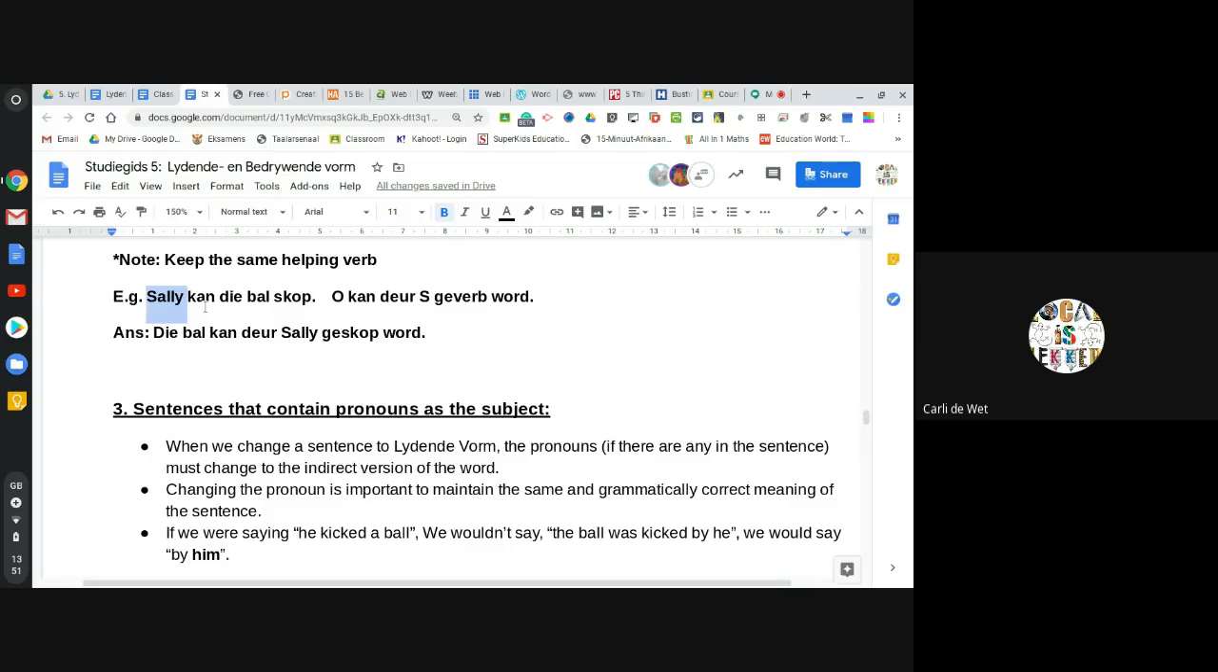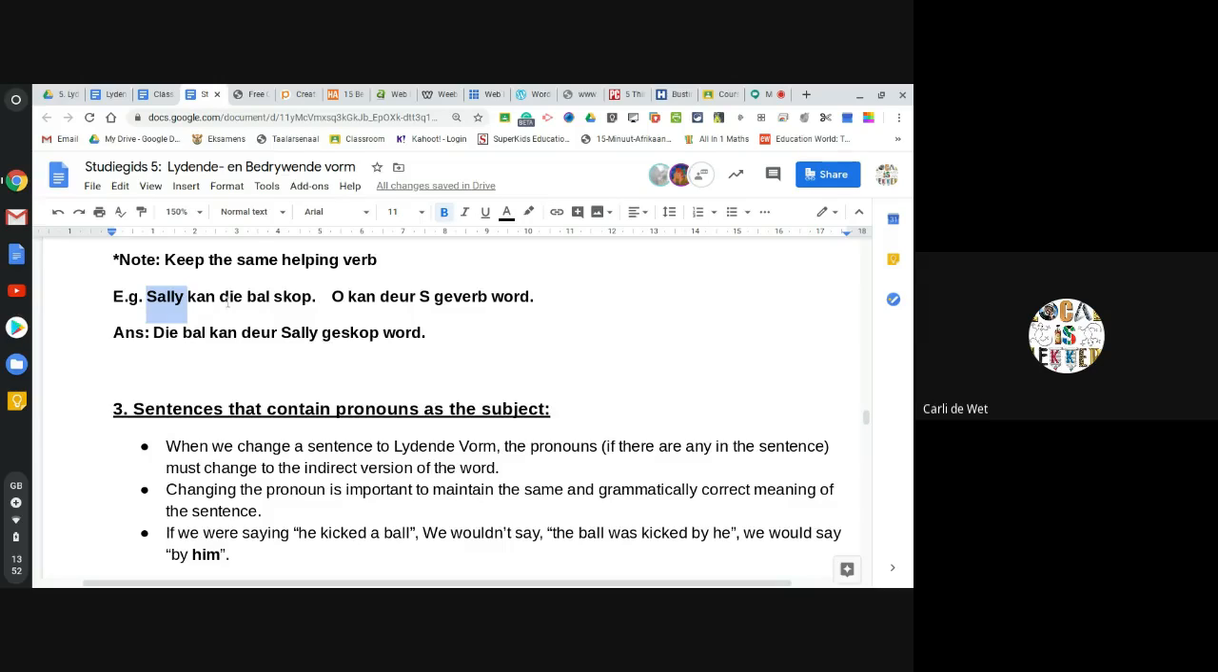So the subject is going to be the person who's going to perform the action. That's how you test it. Who's performing the action? The thing or the person that's going to change because of the action will be your object. And the action will be your verb or verbs. So here, the verbs is kan en skop, né?